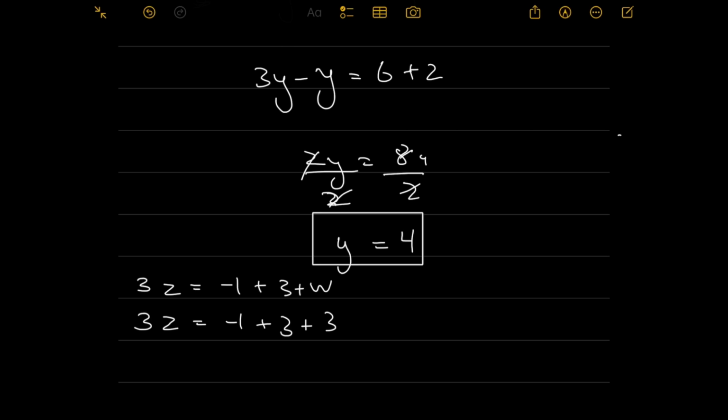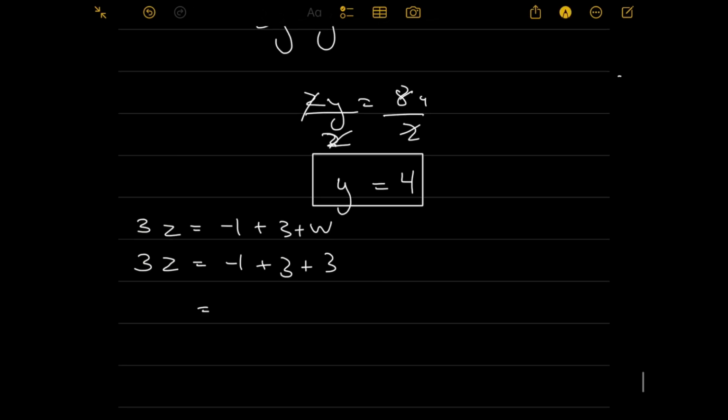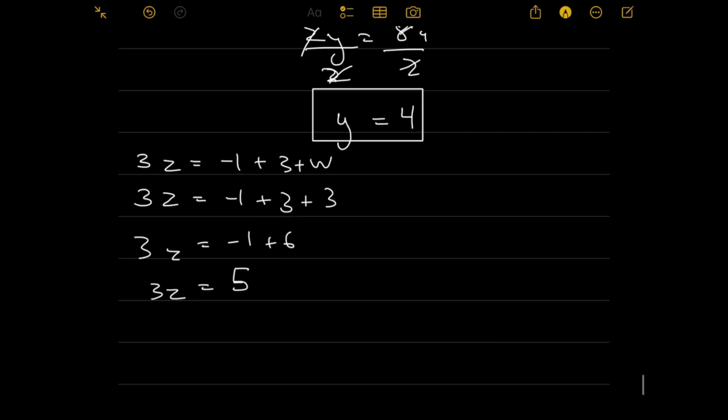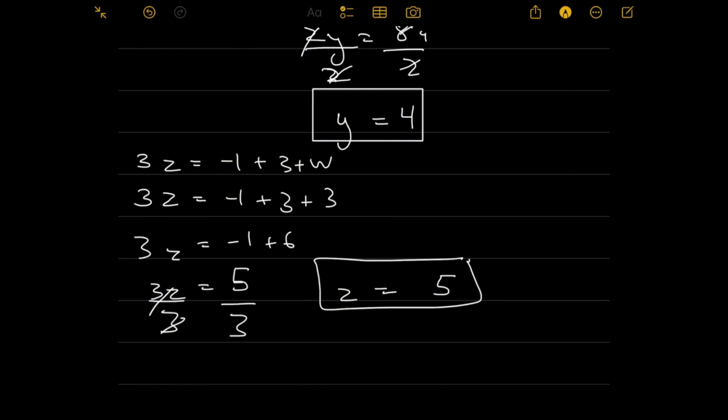By the way, this is 3z because 3 is multiplying. So 3 plus 3 equals 6. So minus 1 plus 6 is 5. So 3z equals 5, then dividing by 3 on both sides, the value of z is 5 by 3. So z equals 5 by 3.